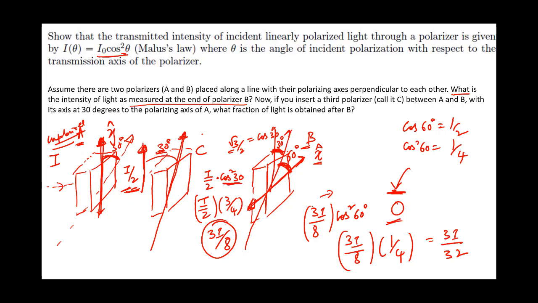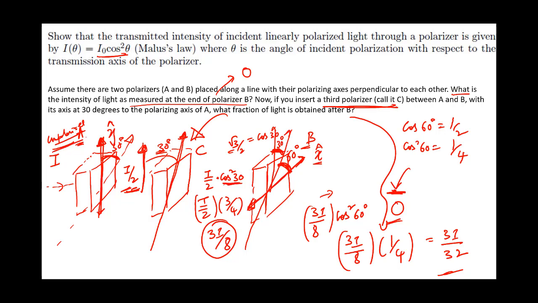Now it is not 0. Just because you inserted another polarizer in between, before you inserted polarizer C, the fraction of light that made it through is 0. But after you inserted a third polarizer C, it is not 0. It is 3I/32. That's almost 1/10 of the light, right? So that's a pretty significant part. That's 10% of the light compared to 0, right? So I hope you understood the problem here.